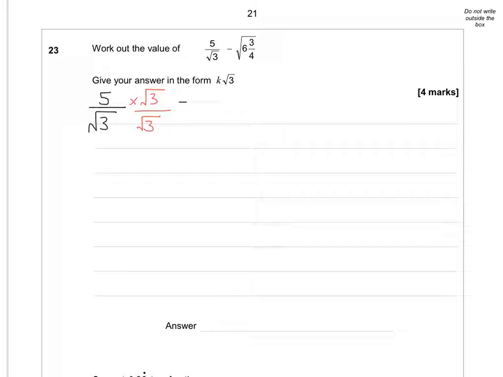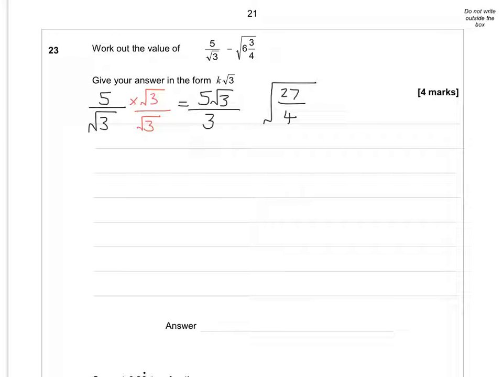So 5 times root 3 we write as 5 root 3. Root 3 times root 3 is root 9, which is 3. So we get a mark just for doing that. Now the second fraction is a mixed number. We need to make it improper. So we need to know that 6 3/4 is the same as 27 quarters.